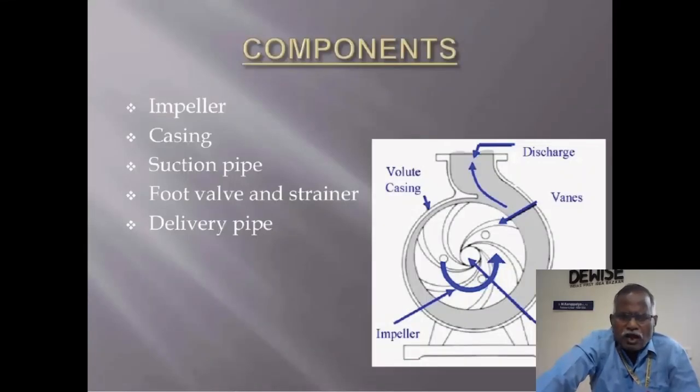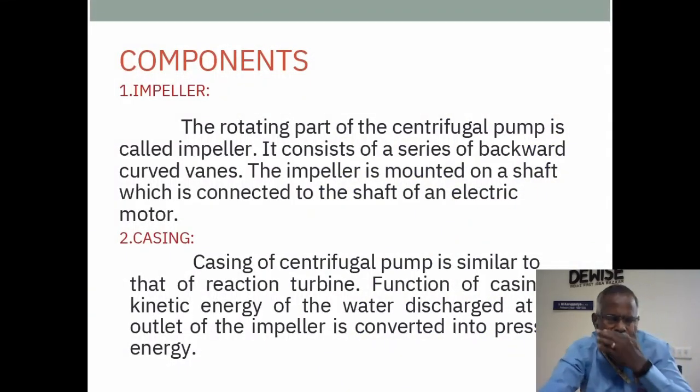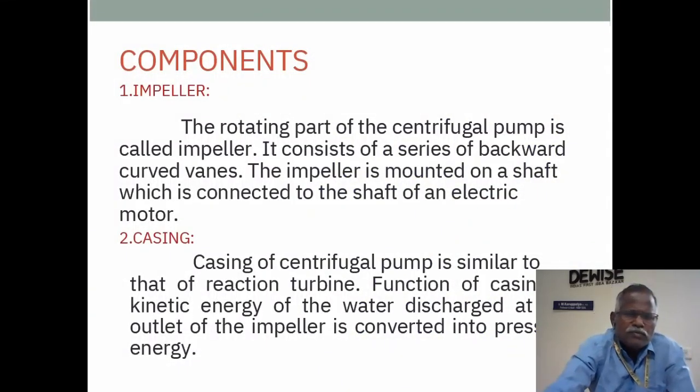The first components are the section of the eye, impeller and vanes, volute casing, discharge delivery pipe, foot valve and strainer, casing, everything. Each and every part. The impeller is the important rotating part in the centrifugal pump. It consists of backward curved vanes. The impeller is mounted on the shaft, which is connected to the shaft of an electric motor.